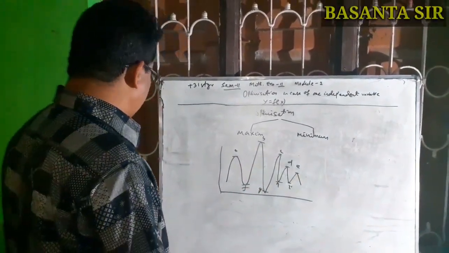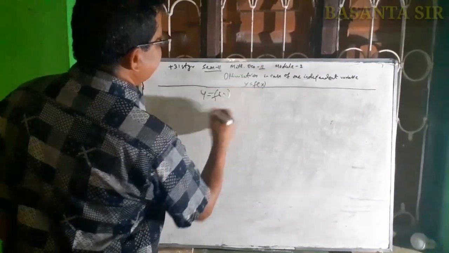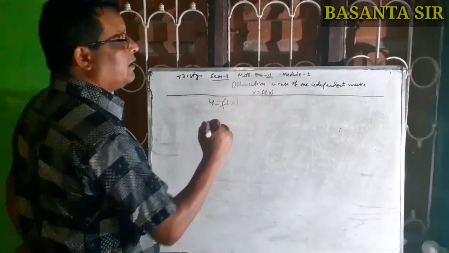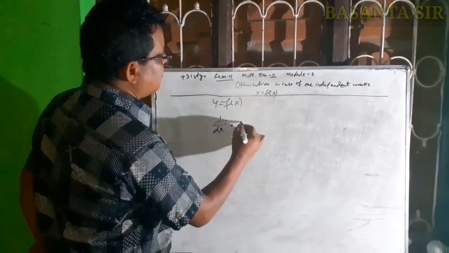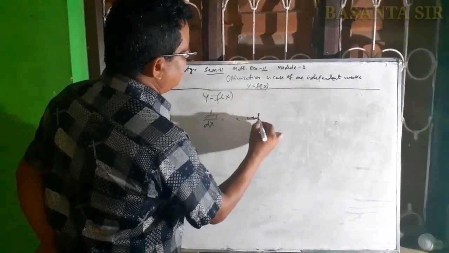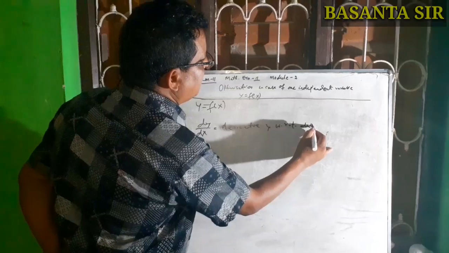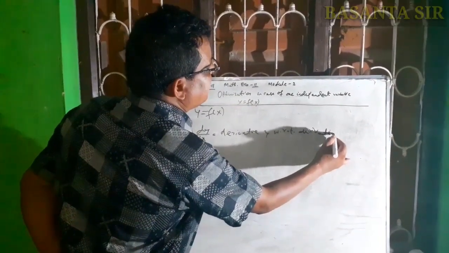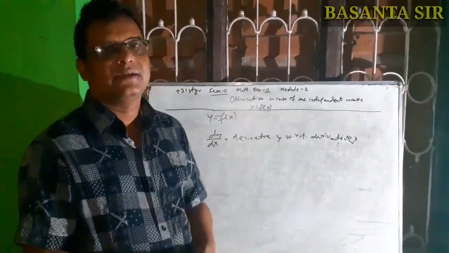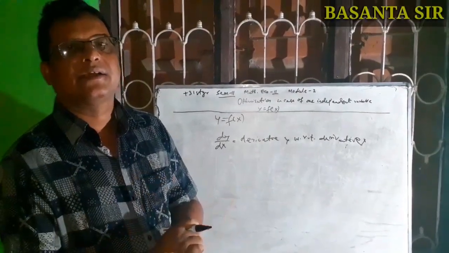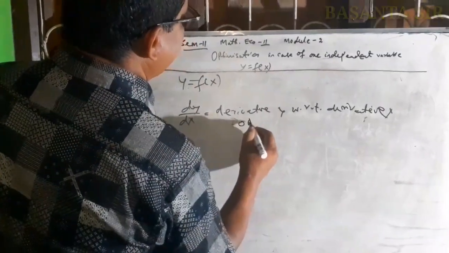Now we know y equal to function of x and we can find derivatives. dy by dx is called the derivative of y with respect to x. What does it mean? It means the change in y for a small change in x. It is called the first order derivative.